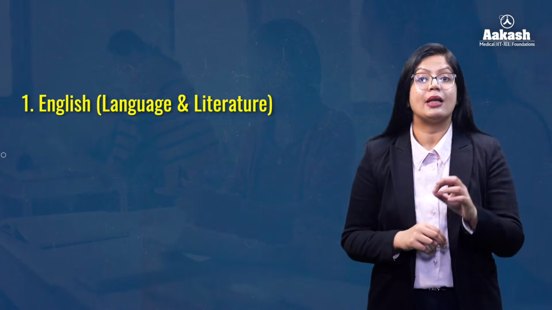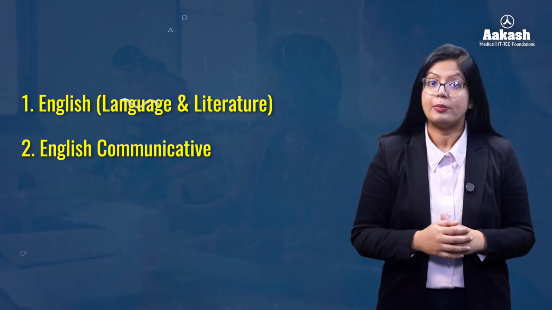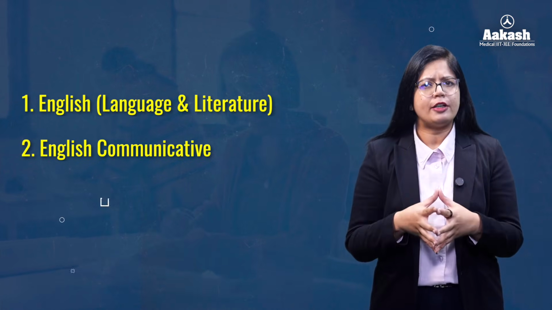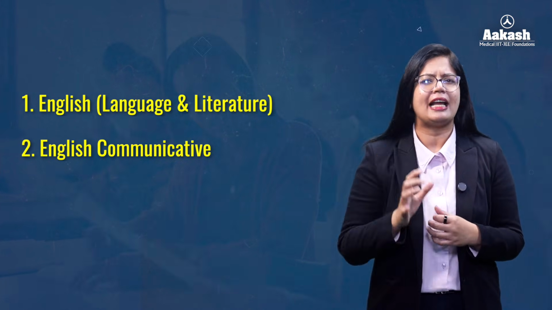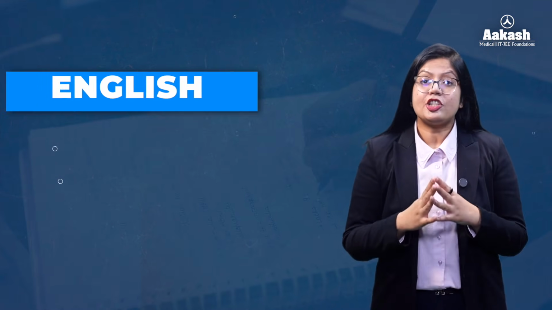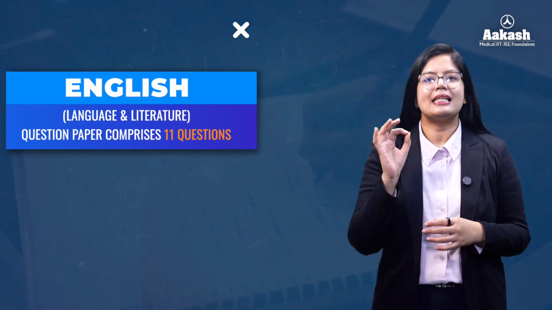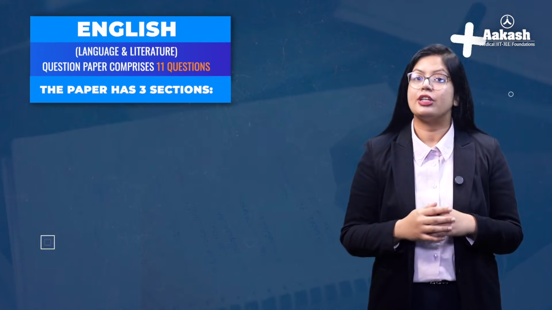In English, the first thing to remember is that there are two courses offered by CBSE. First is English Language and Literature and the second is English Communicative. Based on the choice opted for, the marking scheme varies slightly for both the exams. The English Language and Literature question paper comprises 11 questions. The paper has 3 sections.